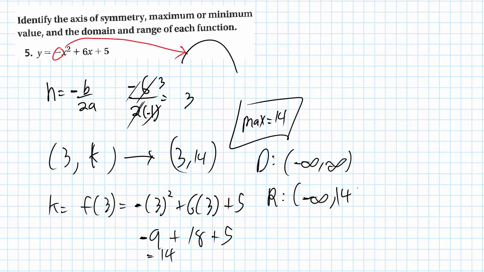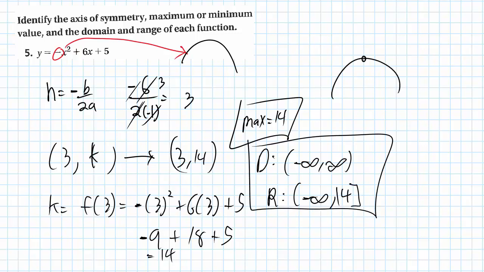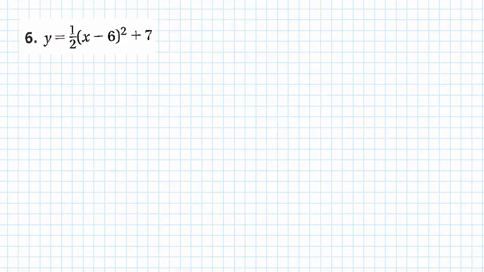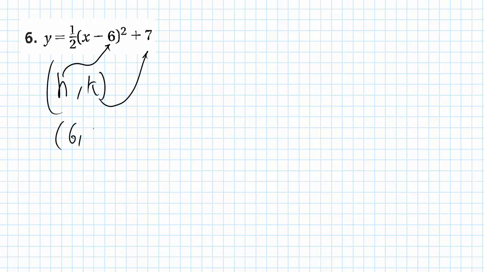The domain of a parabola is always all real numbers, and then the range is from negative infinity to 14 because, again, your max is 14 and it goes down from there. So that's why it's negative infinity to 14.